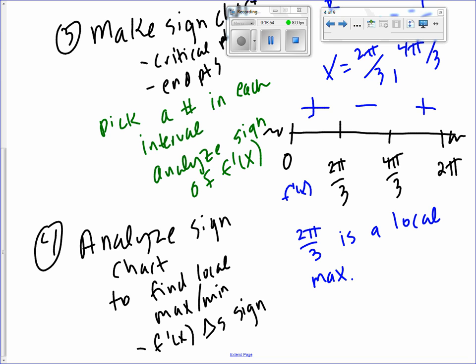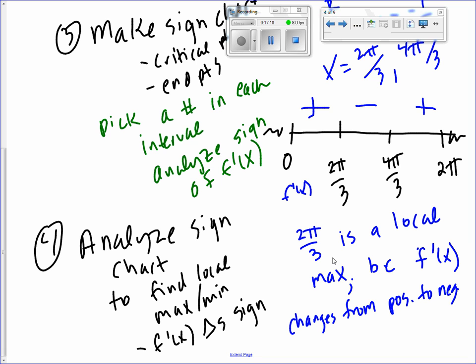If you want full credit for this question on FRQ, you have to say why. How do we know it's a local maximum? Good, because f prime changes from positive to negative. And you can write math, you don't have to write the word derivative, and you can abbreviate, they read those abbreviations. Yes, yep, that's fine.